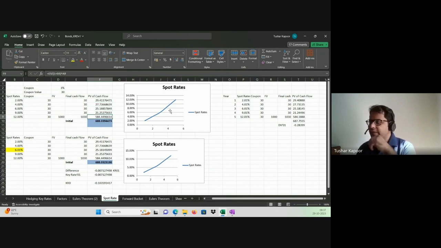If I make a parallel shift in change, which is increasing them by 1 basis point throughout, what are the changes? The initial spot rates were 2%, 4%, 6%, 9%, and 12%. Now I'm increasing them by 0.01%, which is 1 basis point, which gives the condition like this.